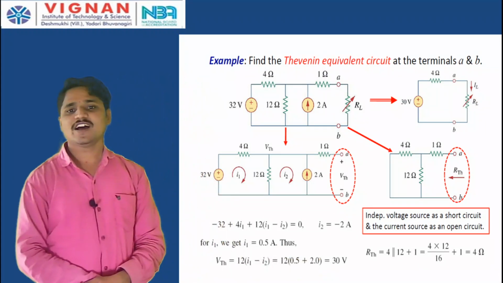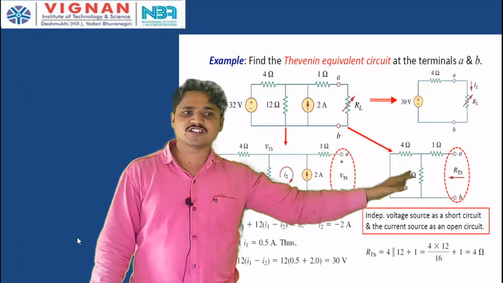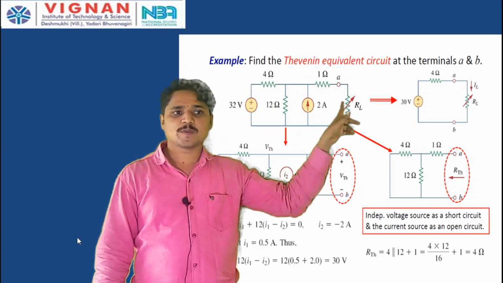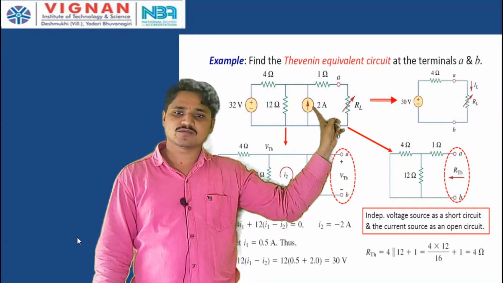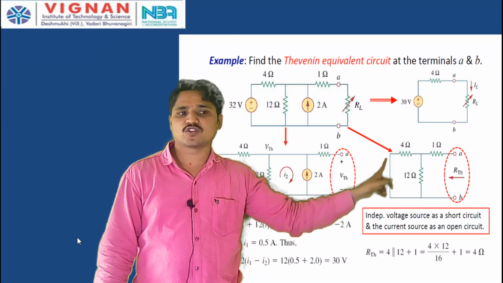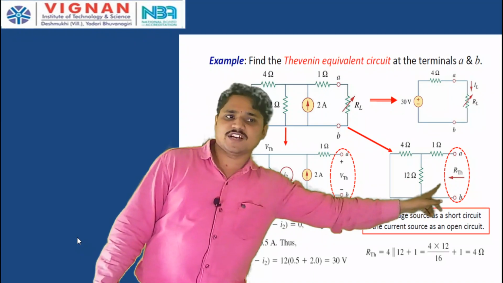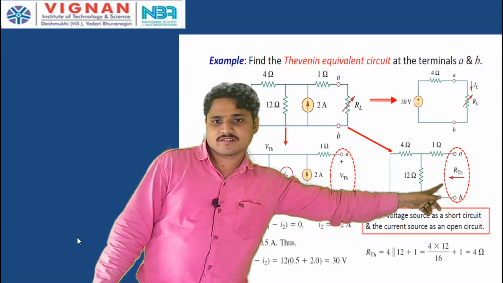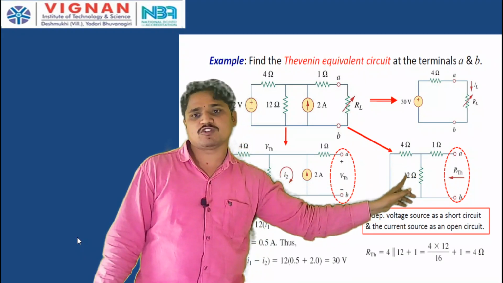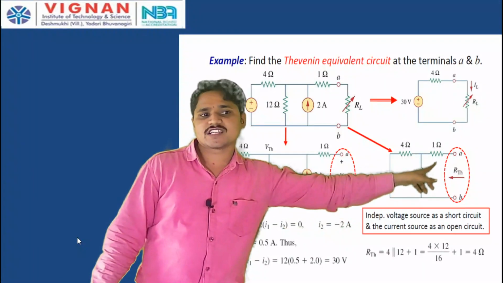Now, how to find out the Thevenin resistance? To find the Thevenin resistance, first we have to make the voltage source short circuit and the current source open circuit. See this network: the 32 volt source is short circuited, so only the 4 ohm resistor is there, and the current source is open circuited. Now we have to find the R Thevenin seen from terminals A and B. Now, how is it connected? The 4 ohm resistor, 8 ohm resistor and this 12 ohm resistor are connected in parallel, and this combination is connected in series with this 1 ohm resistor.